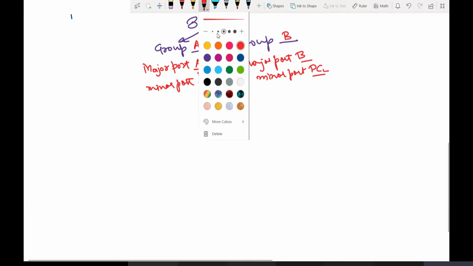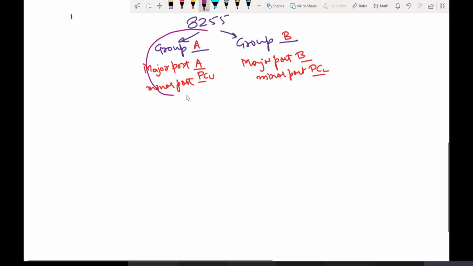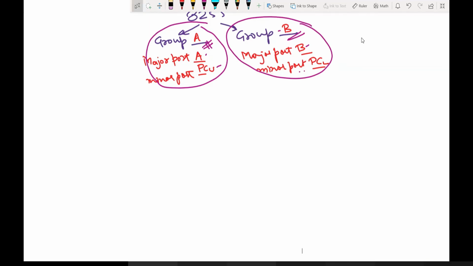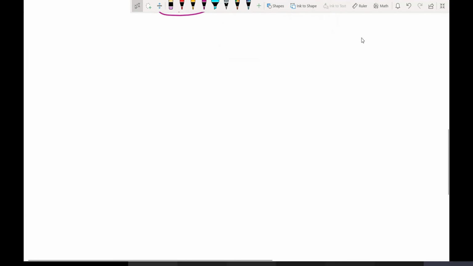Fine. So this is what we have to understand. What I was trying to say is that it works in the form of groups. So this is your first group and this is your second group, titled group A and group B. Group A contains major port A, minor port PC upper. Group B contains major port B, minor port PC lower. This is what you need to understand before drawing the block diagram of 8255.